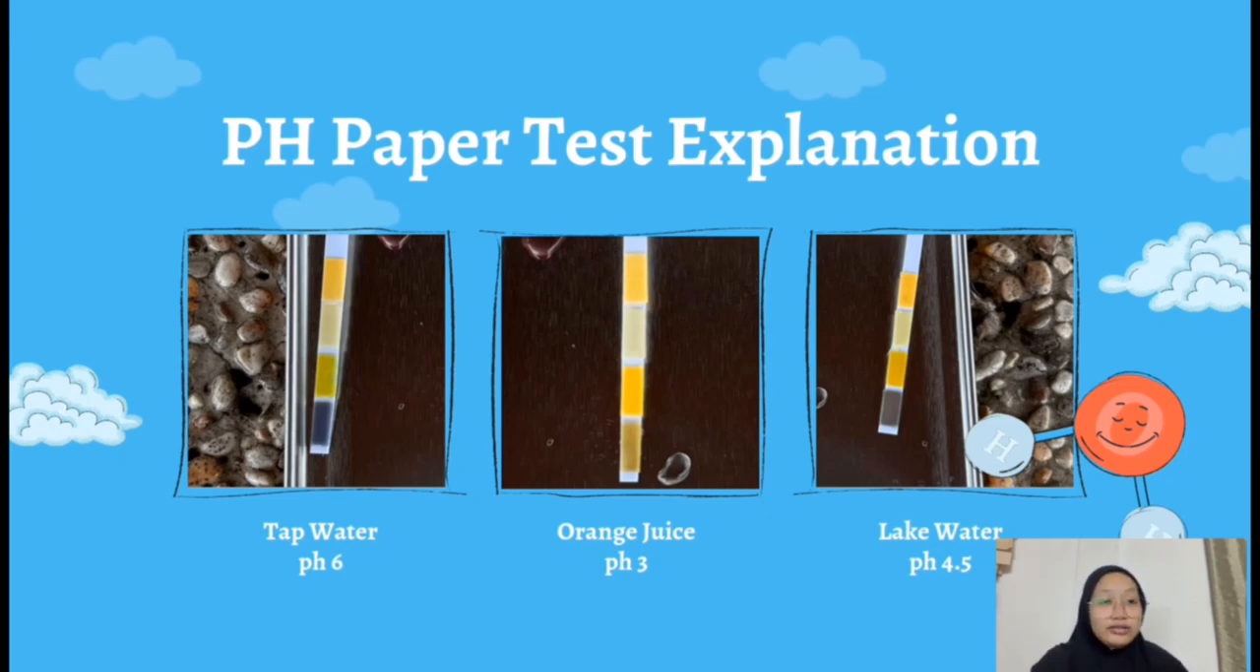the pH level, we did compare and match the color strip to the color scale provided on the pH paper package to confirm the pH level values. As for the tap water, the pH is 6, and for the orange juice, pH is 3. For the lake water, the pH level is either 4 or 5.